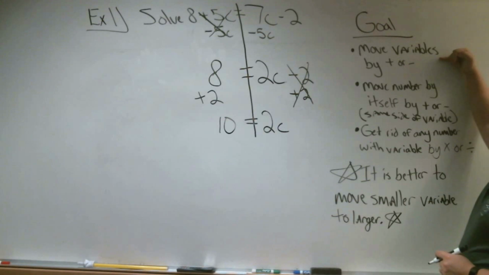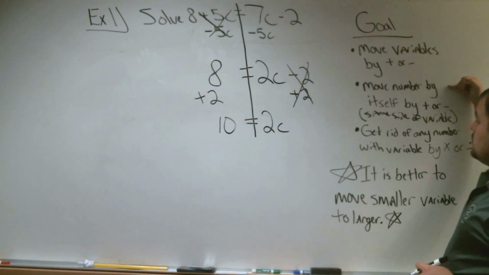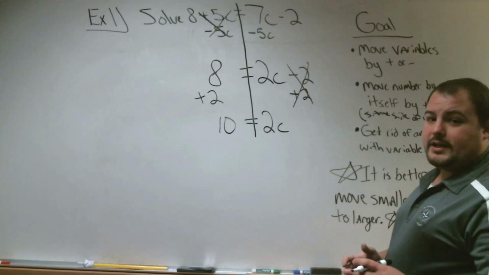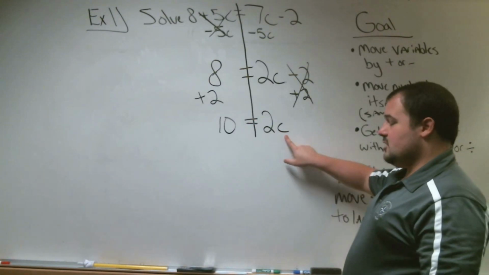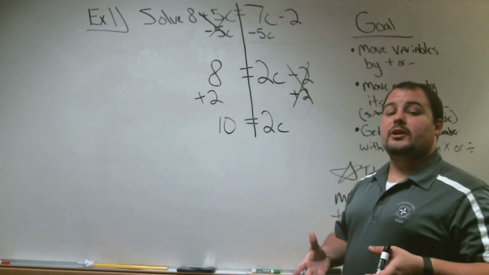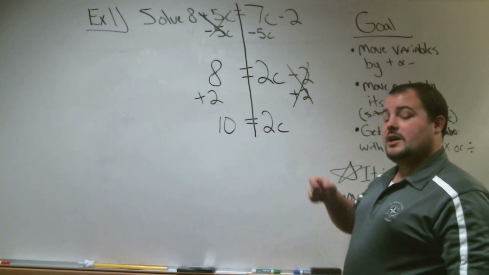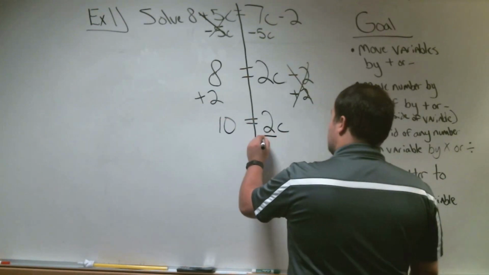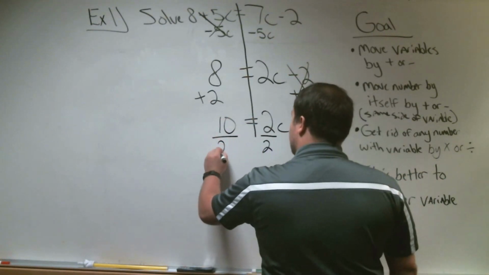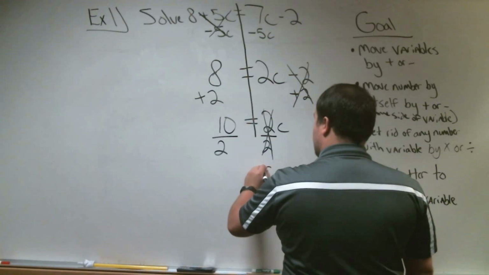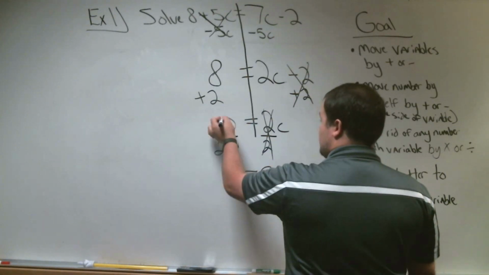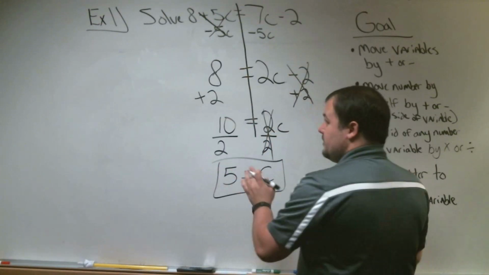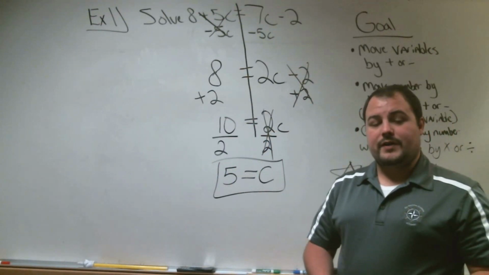So we did goal 1. We did goal 2. Now we're going to get rid of any number with the variable by multiplying or dividing. So we're going to get rid of this number that's with our letter c by multiplying or dividing. Well, this means 2 times c, so to get rid of multiplication, we do division. We're going to divide by 2, divide by 2. We get 1c is equal to 10 divided by 2, which is 5. So in this problem, our answer should be 5.